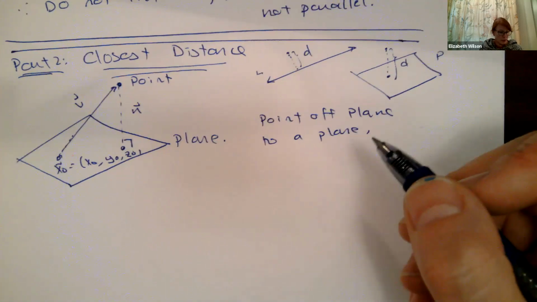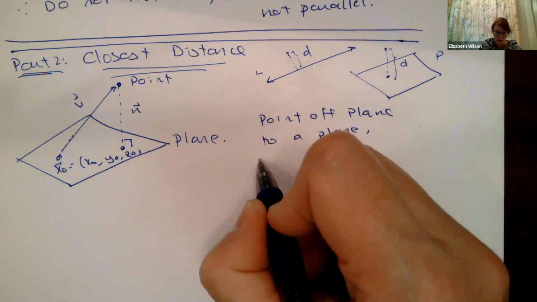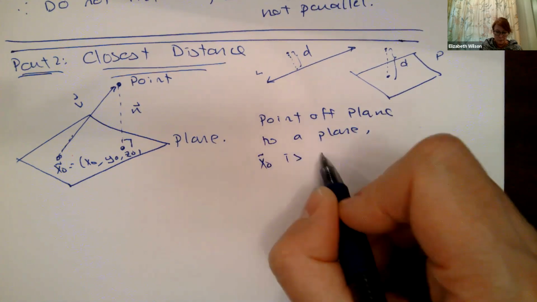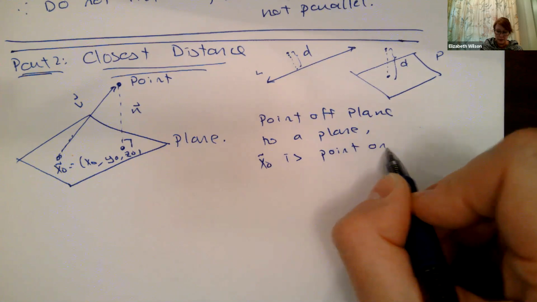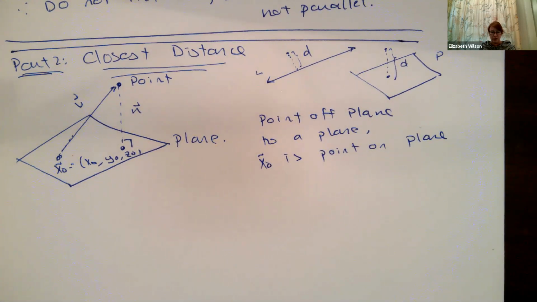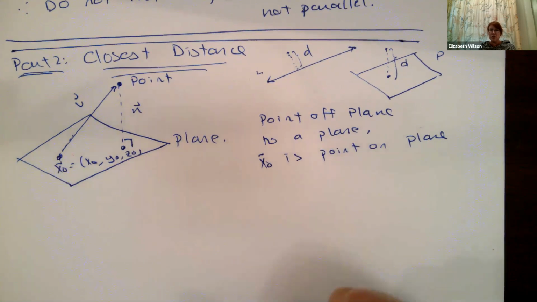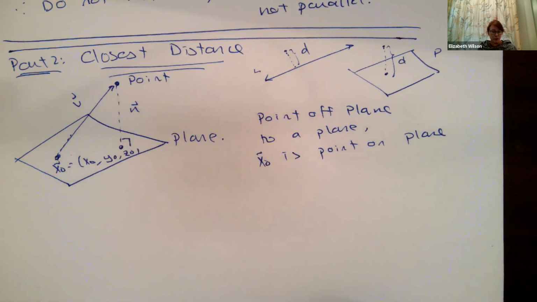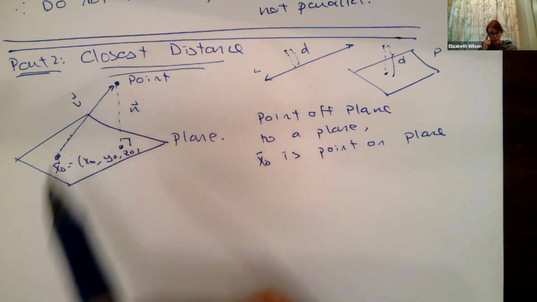And then you've got a point on the plane, which is x naught. Now the point on the plane is not necessarily your closest distance, but I'm going to use this point, just like we just found a point on the plane, to help me create a displacement vector. We'll talk about how we need to do this.